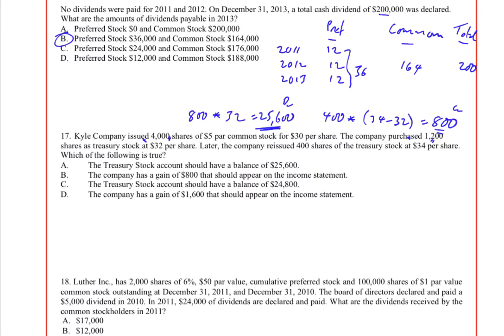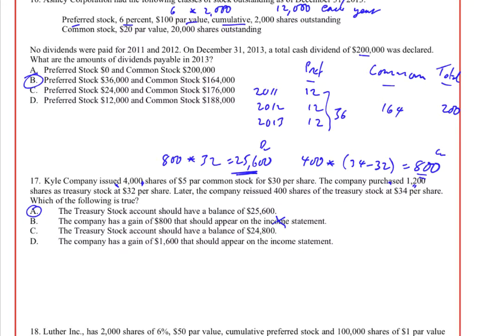So what have we got? Which of the following is true? The treasury stock should have a balance of 25,600. That looks pretty true to me, so let's hope the others are wrong. The company has a gain of $800, sort of, but should it appear on the income statement? Absolutely not. The treasury stock should have a balance of 24,800. No, shouldn't it be what we just worked out, 25,600?